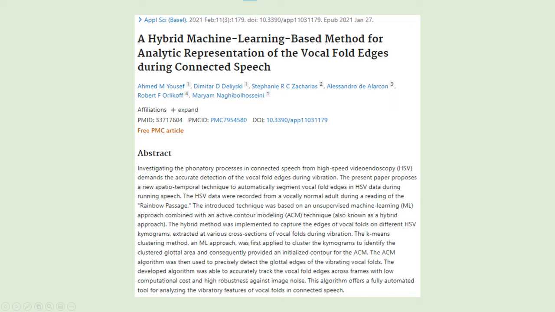This paper by Yusuf and co-authors from 2021 researched the possibility for using a hybrid approach to detecting the vocal fold edges during vibration, utilizing 116,543 frames from a single subject reading a text using unsupervised machine learning and combining with active contour modeling to capture the edges of vocal folds on chromograms from high-speed video. The results showed an accuracy of 97.4% with an error of plus minus 1 pixel.